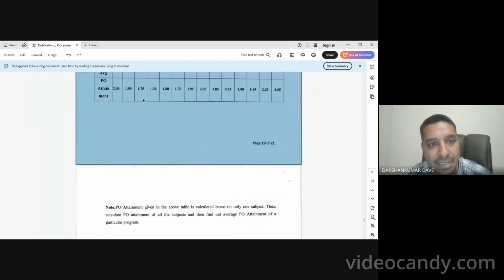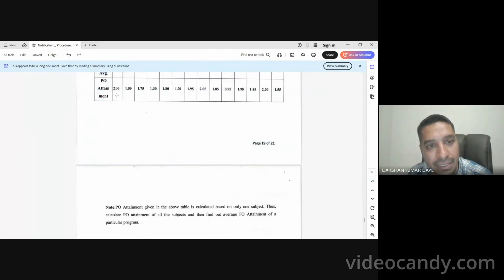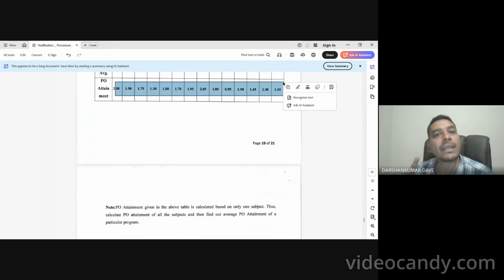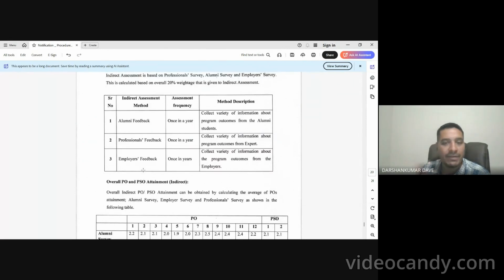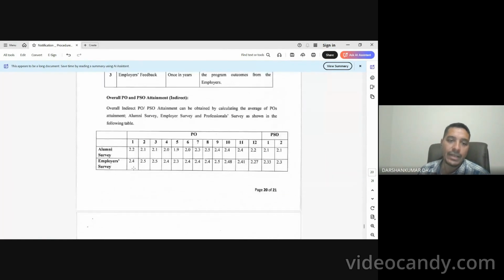Once that is done, this is your direct attainment. Similarly, you take the indirect assessment. How is it taken? You can take it from alumni, professionals, and employers. In the documentation, they have explained how it should be taken. And this is the employer survey.